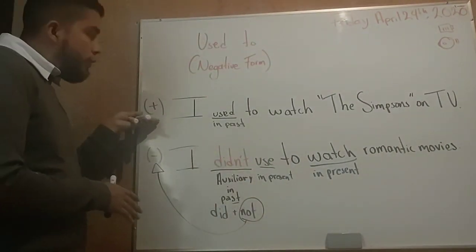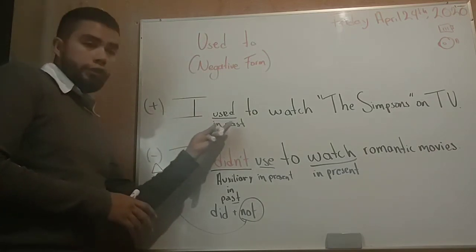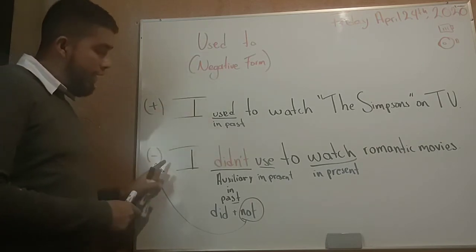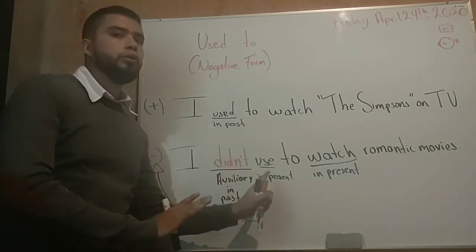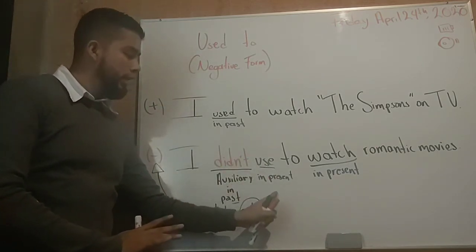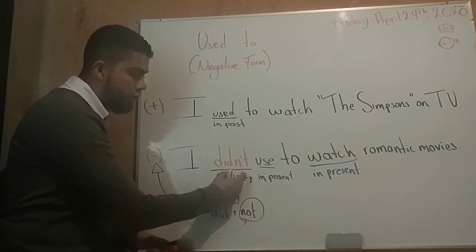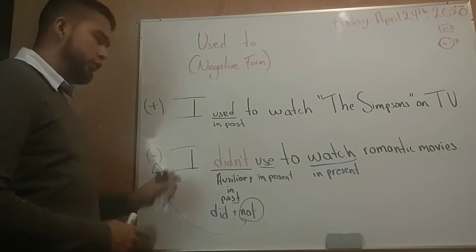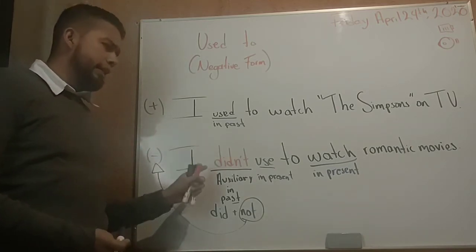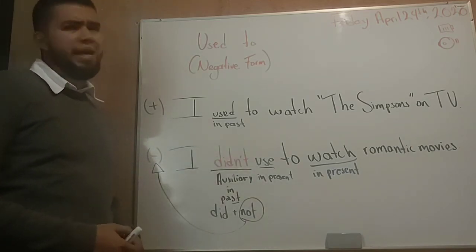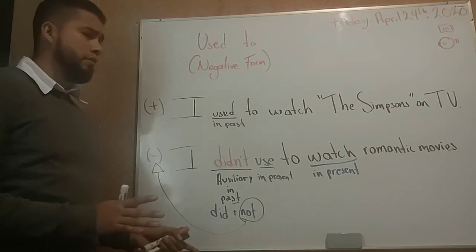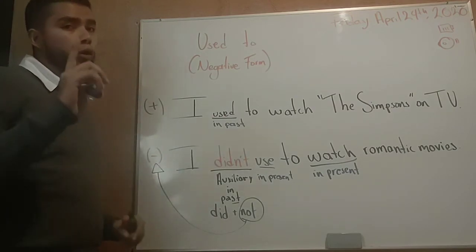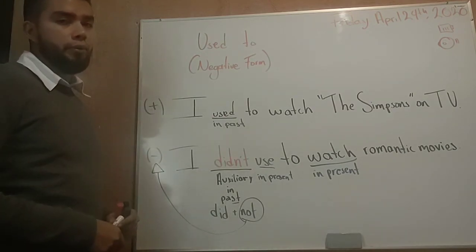In affirmative form, we use used in past. And in negative form, we are going to use use in present. Because I am using my auxiliary in past. Yeah? So this is my first example. I didn't used to watch romantic movies. No. Yeah? In the past. Now, we're going to check some more examples.